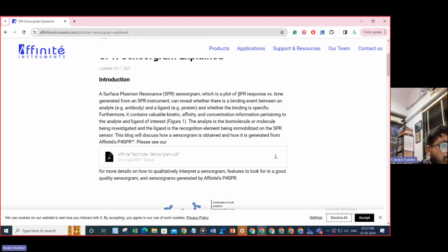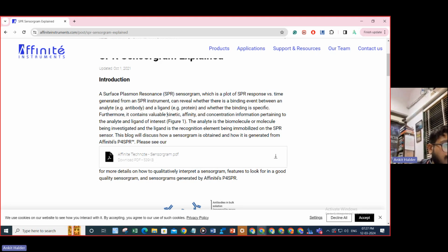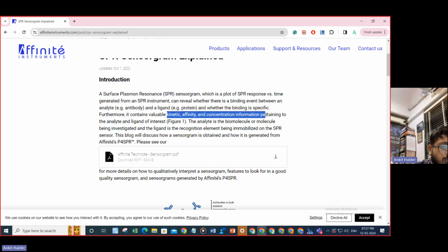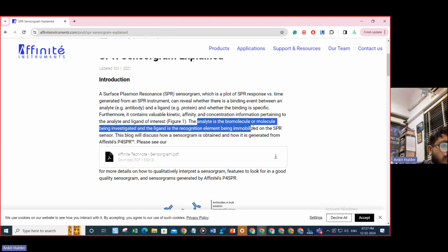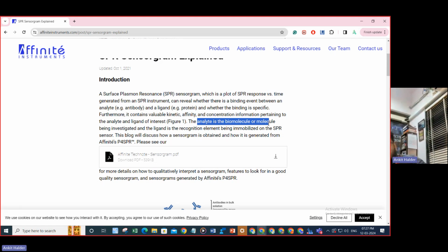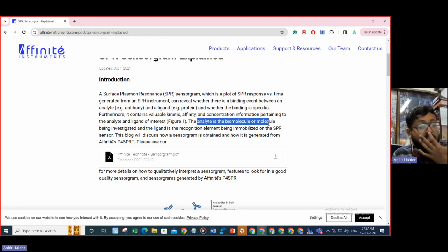It is a plot of SPR response versus time generated from an SPR instrument, showing whether there is a binding event and whether the binding is specific. It contains valuable kinetic, affinity, and concentration information pertaining to the analyte and binding of interest. The analyte is the biomolecule being investigated. Don't get confused between the ligand and the analyte.